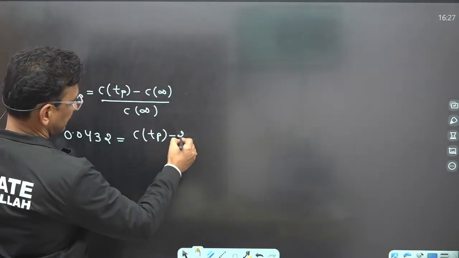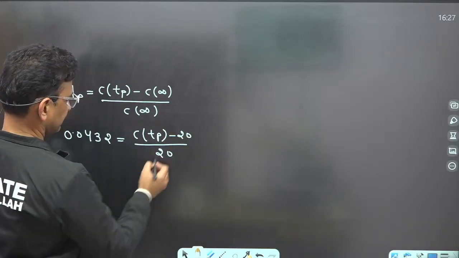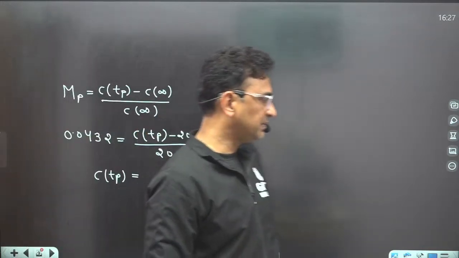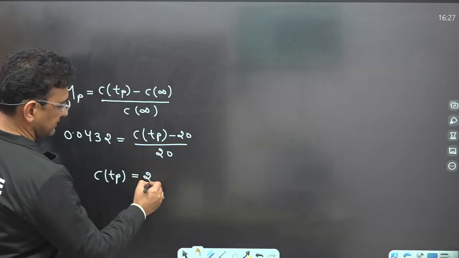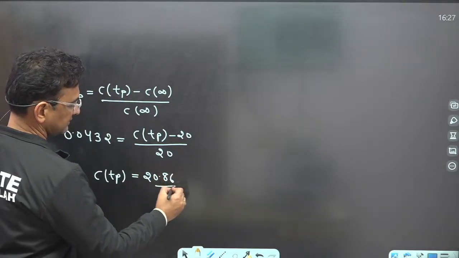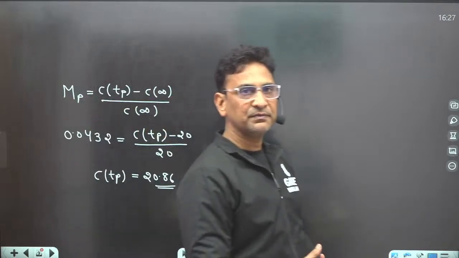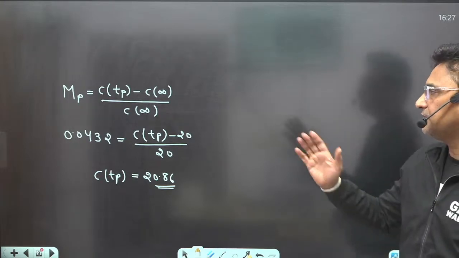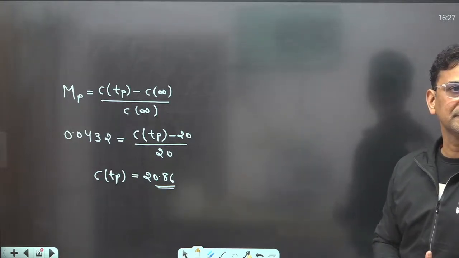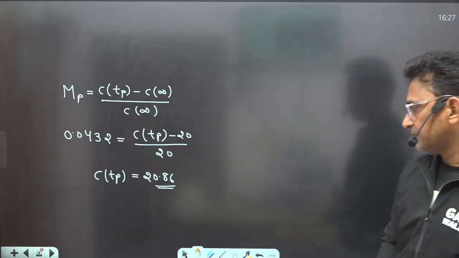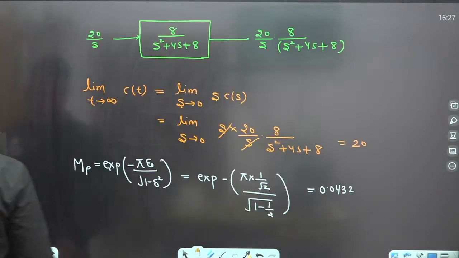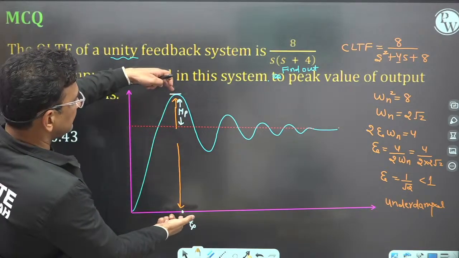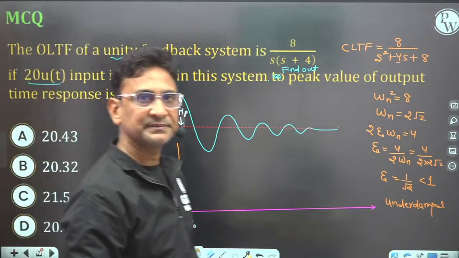Steady state output is 20. Now find out the value of output. It will be 20.86. So 20.86 is the right answer. This is the value of maximum output. You will get the maximum output at the peak time. Clear? So do not confuse the maximum output and the peak overshoot, because the peak overshoot is the difference between these two, and this is the maximum output. Clear?